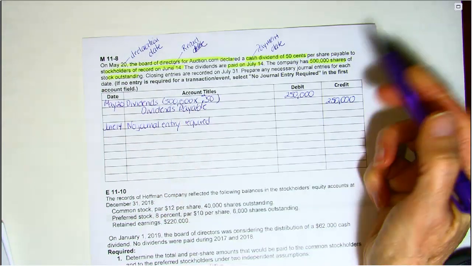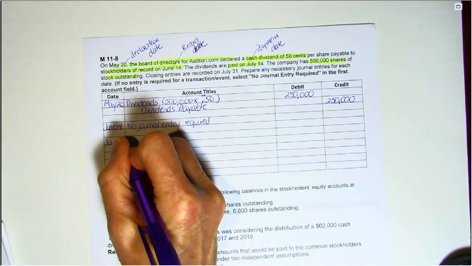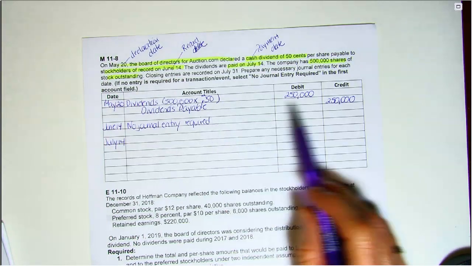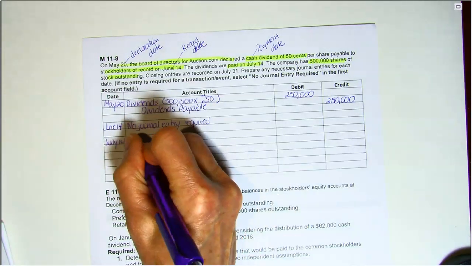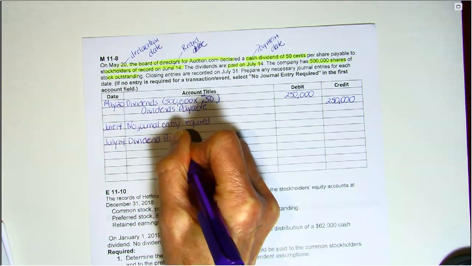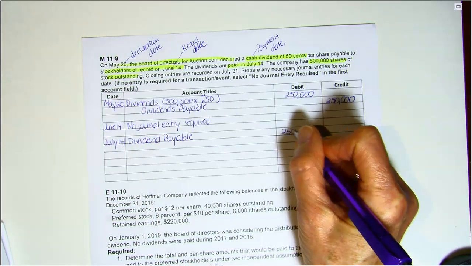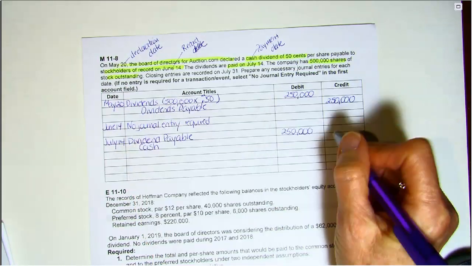Our next date is July 14th, and that's the date of payment. When we pay any payable, since we credit to increase the payable, when we pay it off, we debit the payable. So we will debit dividends payable for $250,000, and we will credit cash because that's what we're giving our stockholders.